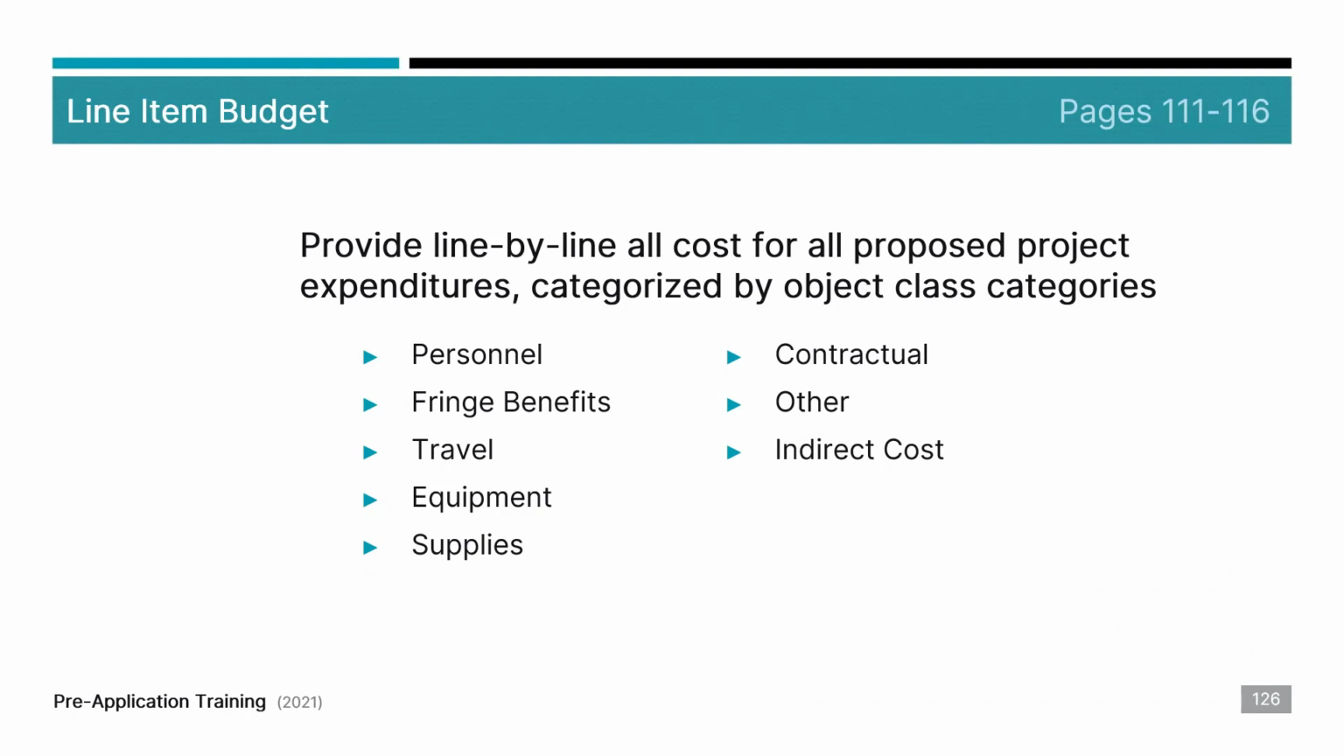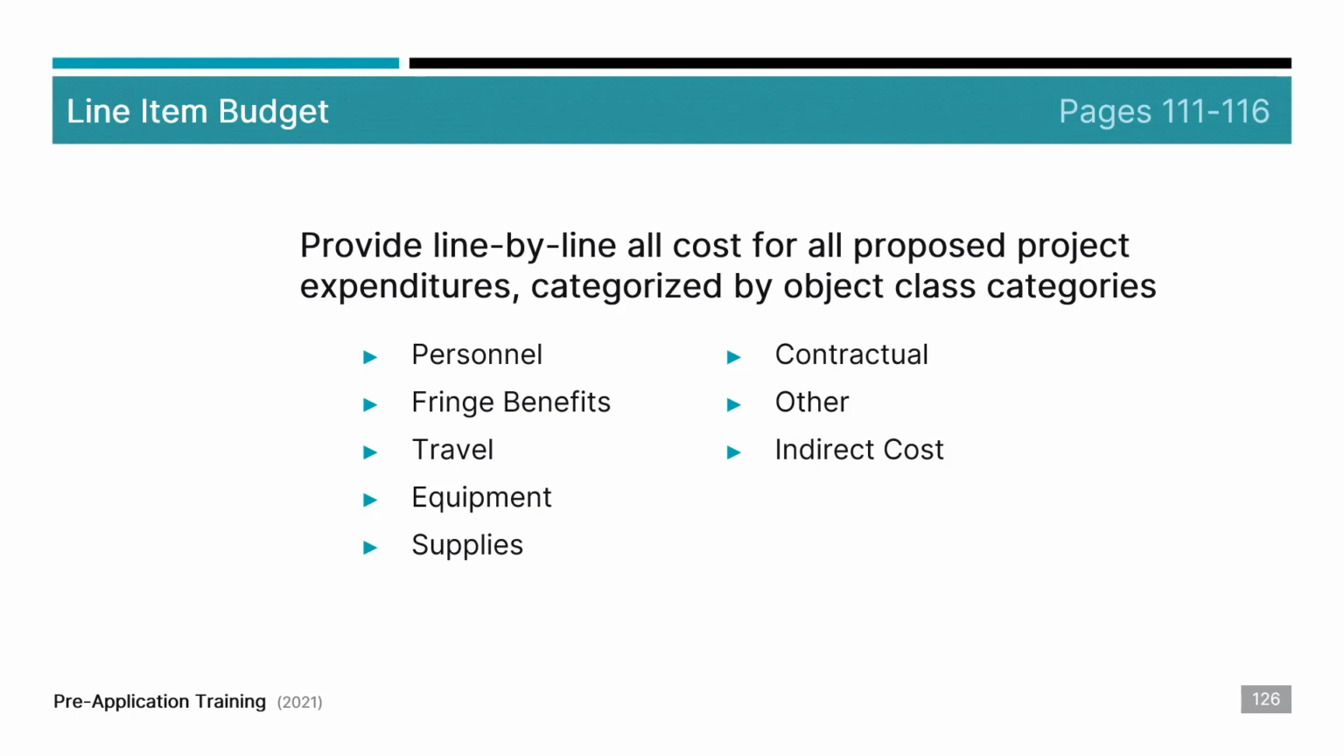I know some organizations or tribes have their own categories, but it would behoove you to adapt to these because if you go ahead and use your own object class categories, when you're awarded, A&A will make you switch them over. So you might as well get used to these. And it fits with all of our resources like our budget template, which we'll get into in a minute. Okay, so now back to object class categories.